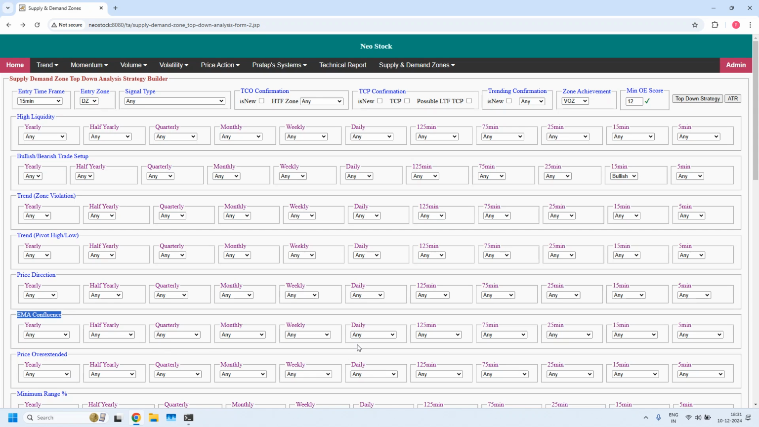In the EMA confluence, daily time frame. Why daily? Because the 15 minutes entry zone is part of the 75 minute zone. Both together again part of the daily zone. That's why daily demand zone having daily EMA confluence filter is enabled, and also trend should be uptrend on daily time frame. Then only EMA confluence makes sense.